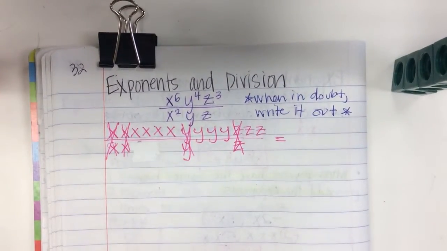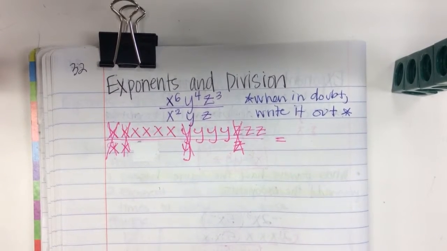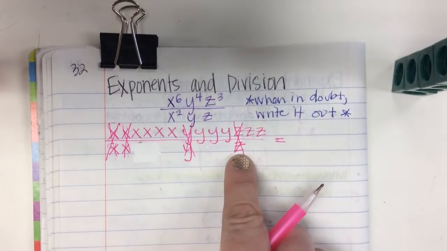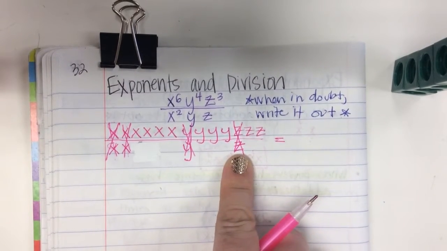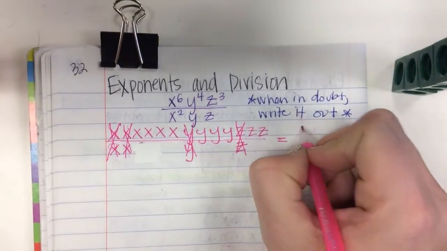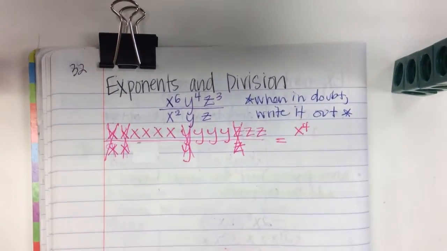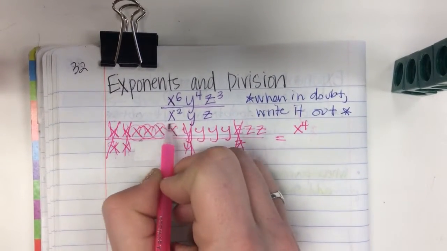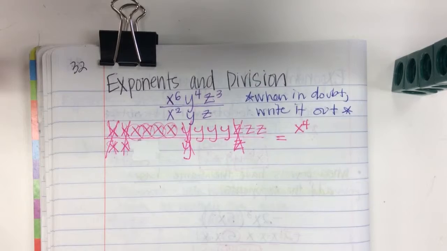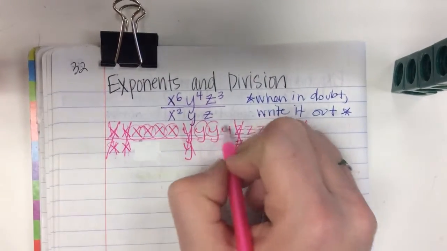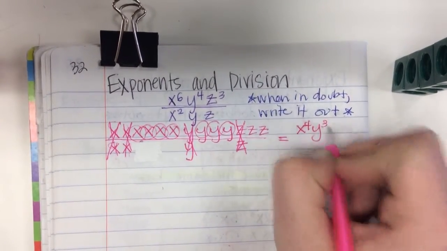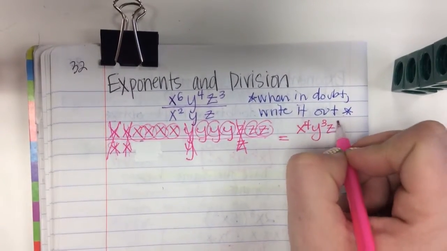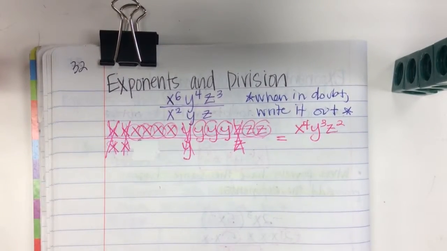So if I'm going to write my answer, my solution, I canceled those out, I canceled those out, I canceled, they disappeared. But what's left over? X to the 4th. 1, 2, 3, 4. What else? Y to the 3rd. 1, 2, 3. So y to the 3rd. Z squared. And z to the power of 2, or z squared.